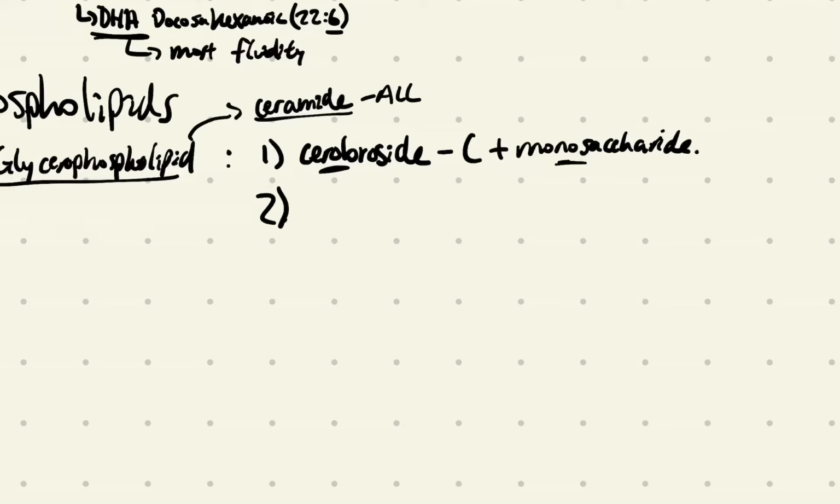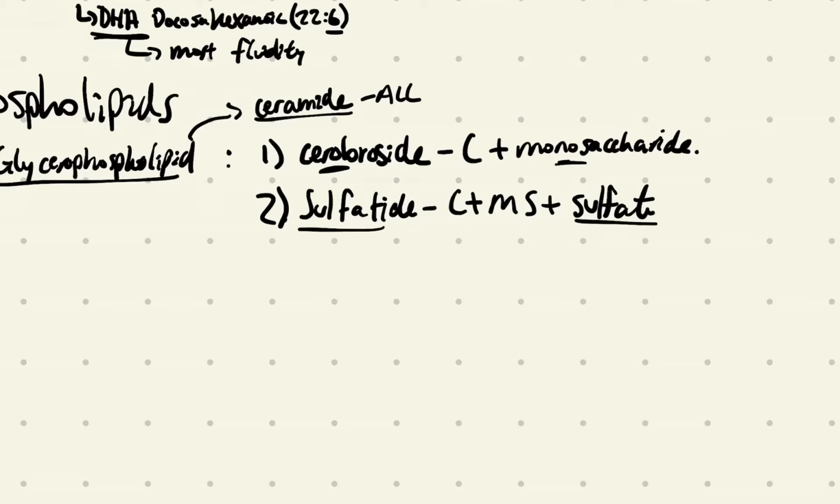And then number 2 is going to be your sulfatide, okay? And how I like to remember this is going to be the same thing, your ceramide plus your monosaccharide on top plus a sulfate group. And the sulfate group is obviously going to correlate with that sulfatide, all right?